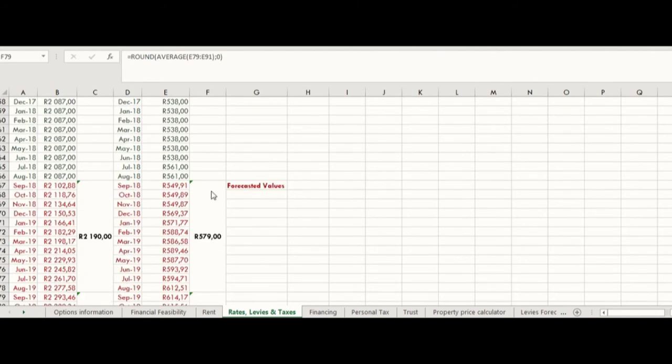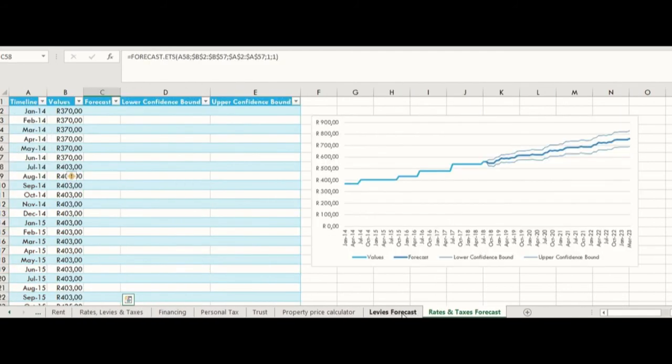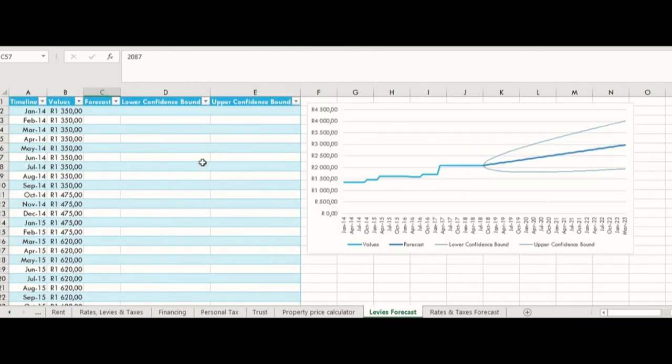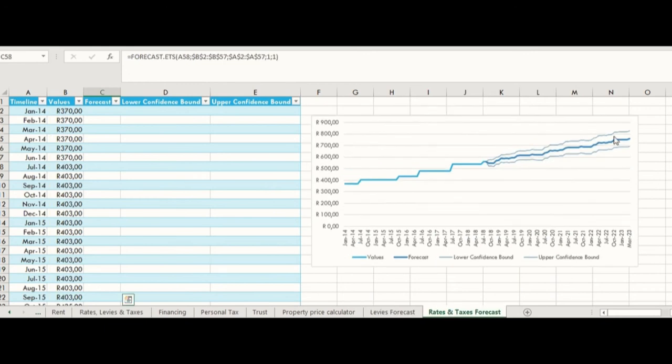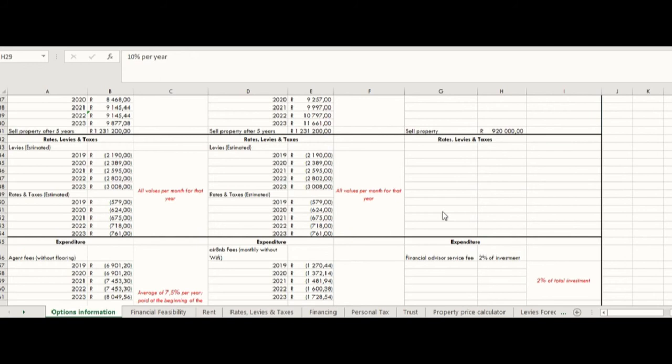The calculations around these values can be found on the levies forecast and the rates and taxes forecast sheets. Using the Excel forecast function, we can with good confidence say that the levies and the rates and taxes will increase with the following amounts. Averaging over the forecasted amounts for the next 5 years, we can find the following rates, levies, and taxes for options 1 and 2.